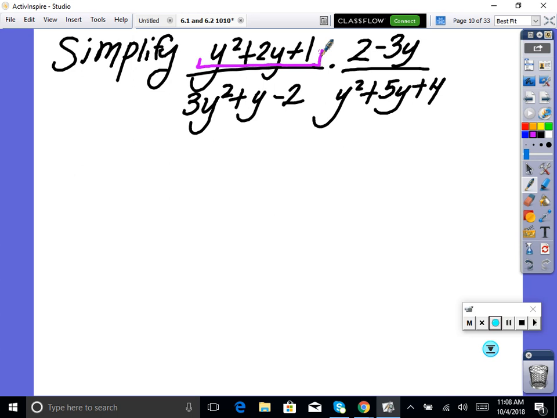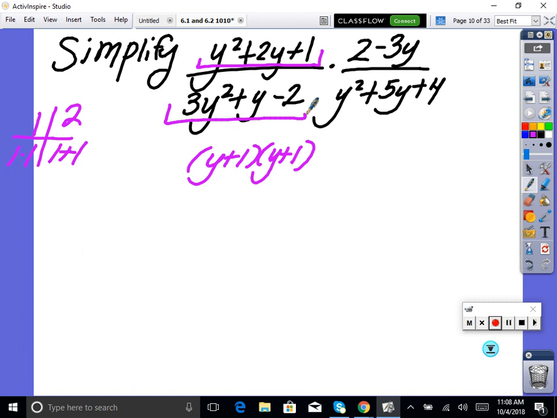So we factor each piece. What multiplies to be 1 and adds up to be 2? 1 times 1, right? 1 plus 1? So I can quick factor that piece to become y plus 1 and y plus 1. Awesome, moving on. What multiplies to be negative 6 and adds up to be 1? 3 times negative 2.